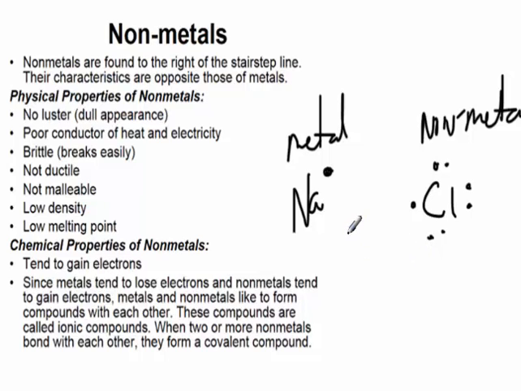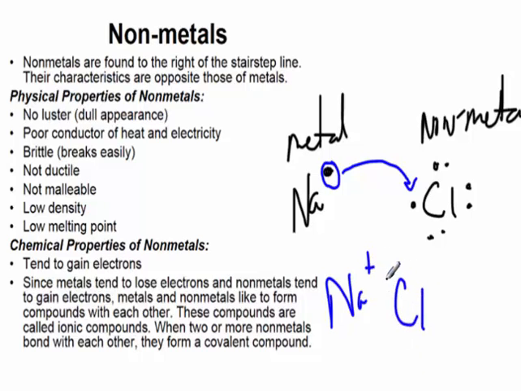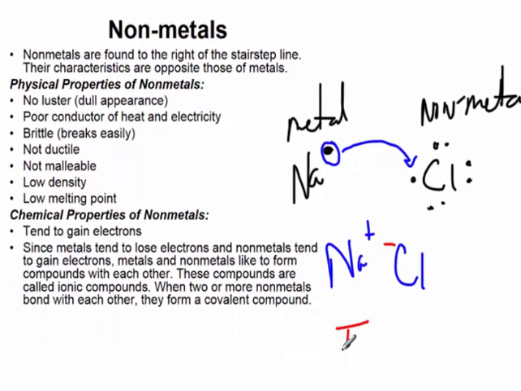And so what often happens when these join is that sodium, because it doesn't want its electron, and chlorine wants an extra electron, sodium will donate this 1 electron to chlorine, and they become a compound, which we know as table salt, sodium chloride. And that is called an ionic compound, because it makes ions. We'll talk about that later.